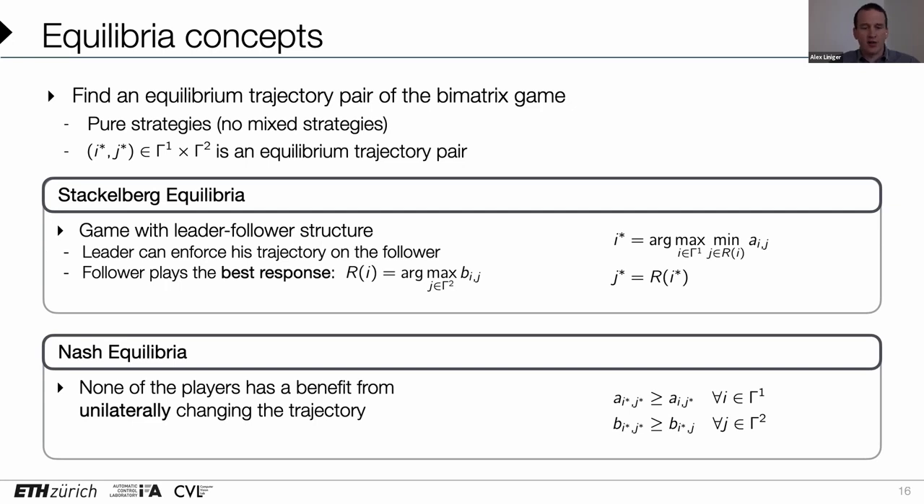The first is the Stackelberg equilibrium, where you have, again, a leader-follower structure, and the leader can enforce his trajectory or his action on the follower, and the follower plays best response. So in this case, for the leader, what he wants to do is kind of maximizing his payoff given the knowledge that the follower will play best response. And then the follower just plays best response. So it's really kind of a sequential thing.